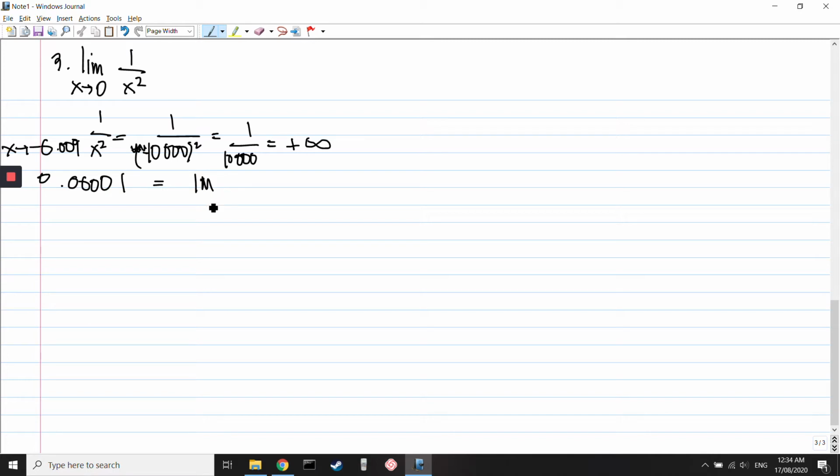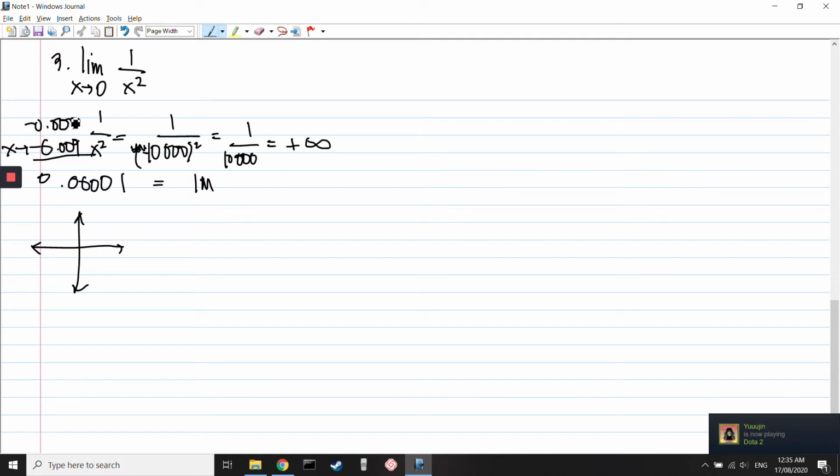So if x comes from the left of 0, we assume we graph again on a Cartesian plane. This one right here, negative 0.0001, approaches to the left. So if x comes from the left of 0, this is the 0 number.